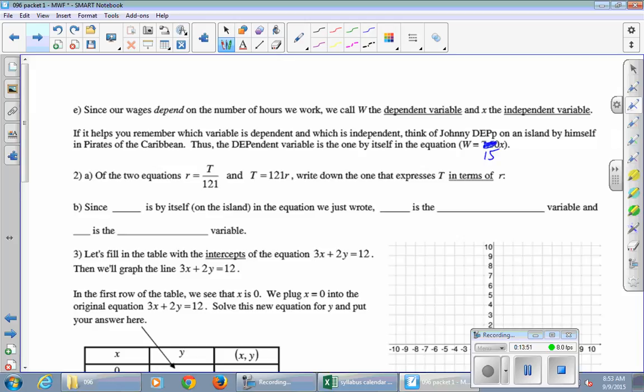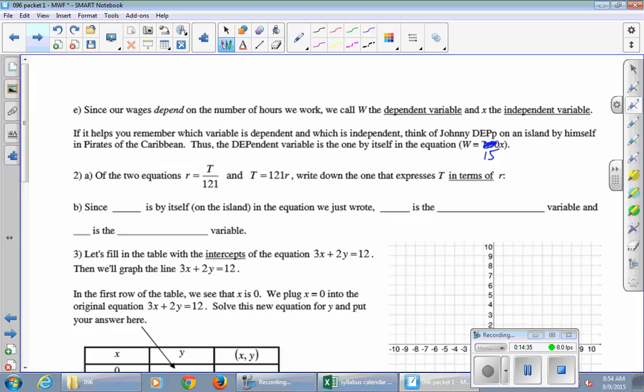W equals 15x was our equation here. And so this little mnemonic device says that to tell which of those letters is the dependent variable, your choices are W and X. You just have to find which one is by itself, just like Johnny Depp may be by himself on an island in Pirates of the Caribbean. And so the Depp there is supposed to remind us of the word dependent. So W equals 15x. Which one is like Johnny Depp by himself on an island? What letter? W, and therefore W is the what variable? The dependent variable.